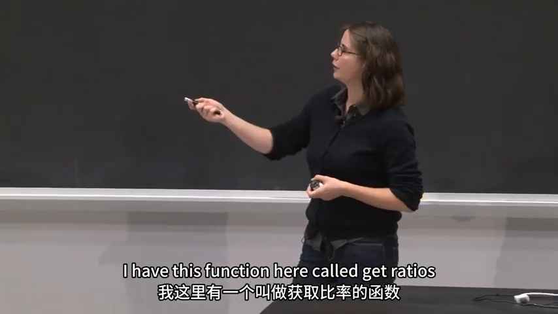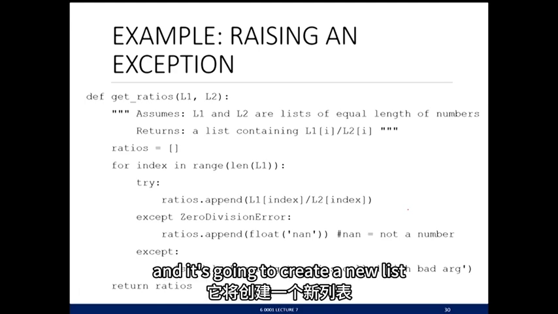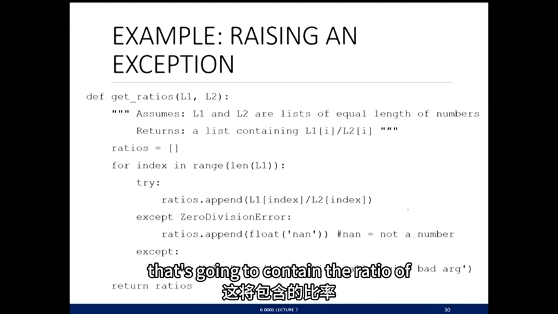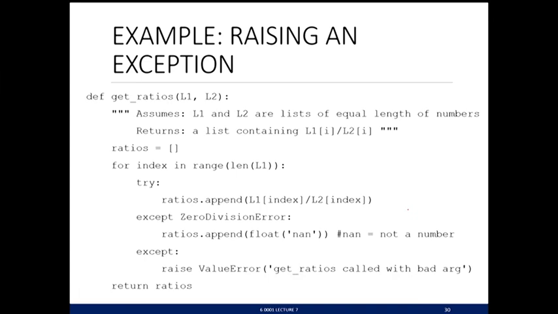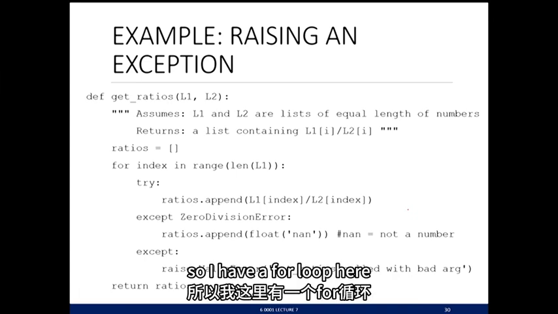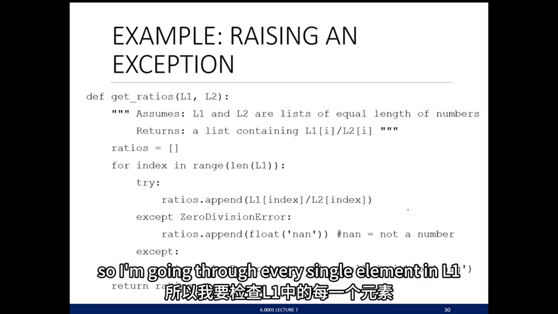I have this function here called getRatios. It takes in two lists, L1 and L2, and it's going to create a new list that's going to contain the ratio of each element in L1 divided by each element in L2. So I have a for loop here, for index in range length L1. So I'm going through every single element in L1.